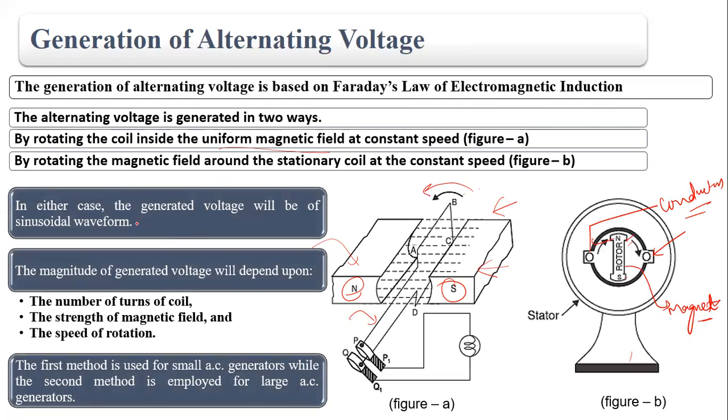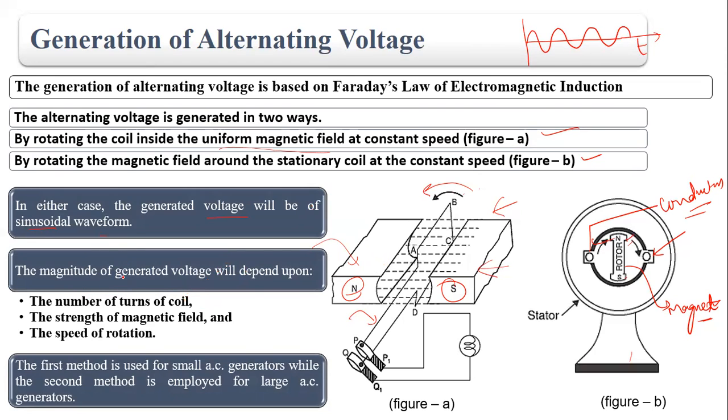Now, whatever the case, whether it is the first case or the second case, the voltage which is generated will be a sinusoidal waveform. Means the nature of the voltage EMF generated through these principles will be of sine nature. And when we say sinusoidal nature, we mean that the voltage will vary sinusoidally like this with respect to time.